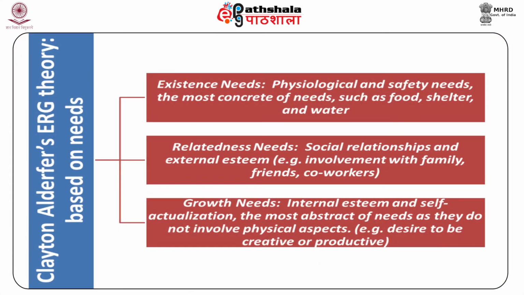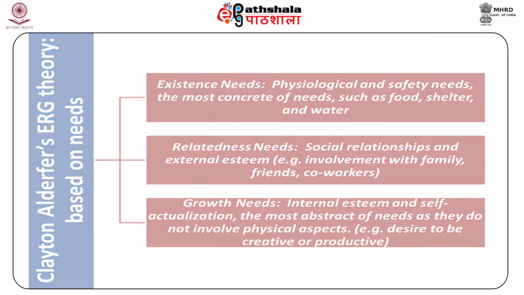The first is existence needs: physiological and safety needs, the most concrete of needs such as food, shelter and water. Second is relatedness needs: social relationships and external esteem, for example, involvement with family, friends and co-workers. The next is growth needs: internal esteem and self-actualization, the most abstract of needs as they do not involve physical aspects. For example, the desire to be creative or productive.